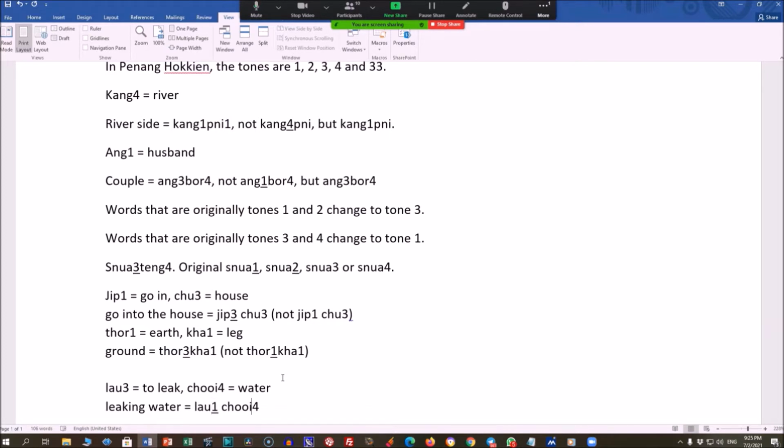And how do you read this? It's Lao chui. So you will see that the word Lao is originally tone 3, now it becomes tone 1. Not Lao chui but Lao chui.